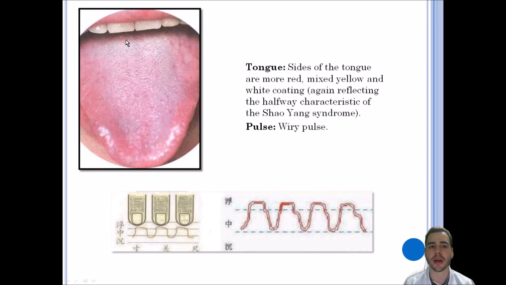The second thing we are going to see is the coating, which is going to be slightly yellow or usually white. That shows us the triple burner or the digestive system. And the pulse is going to be wiry, always wiry. So to review: if the patient has chills and fever, hot and cold, plus this type of tongue and a wiry pulse, that's a Shaoyang syndrome, and that's when you are going to use Xiao Chai Hu Tang. That's the main use for Xiao Chai Hu Tang.